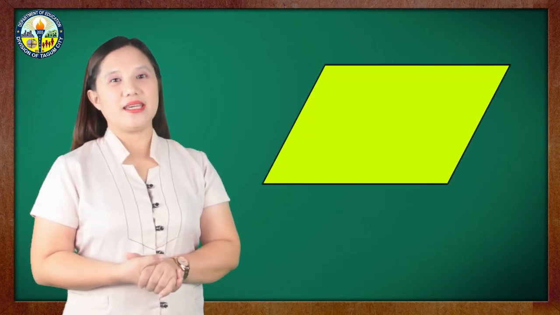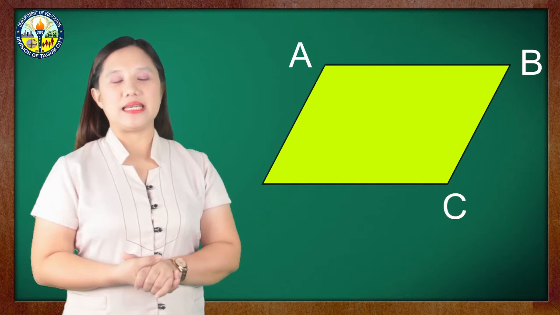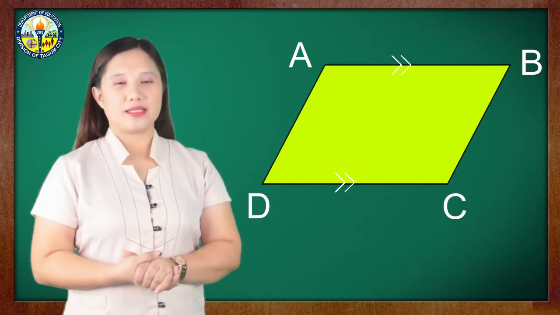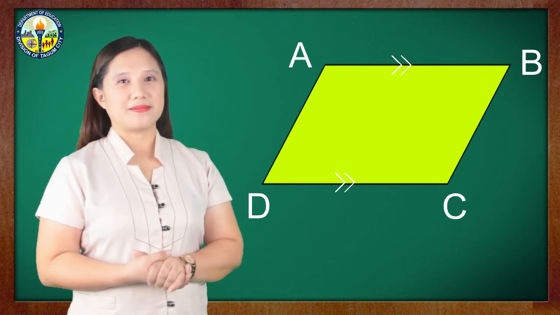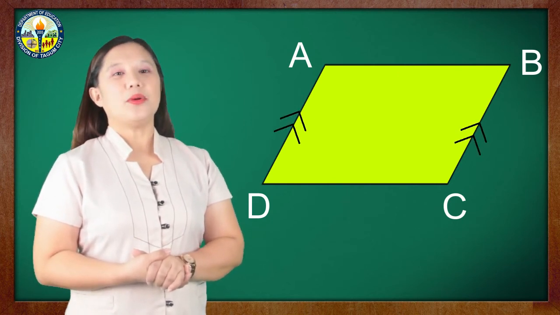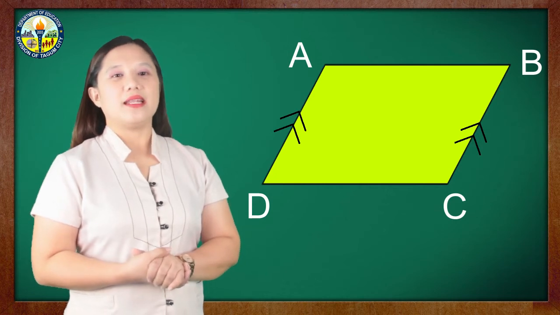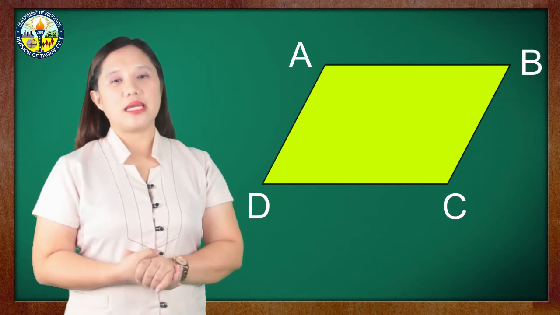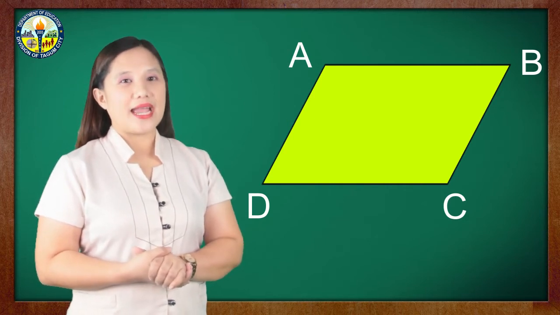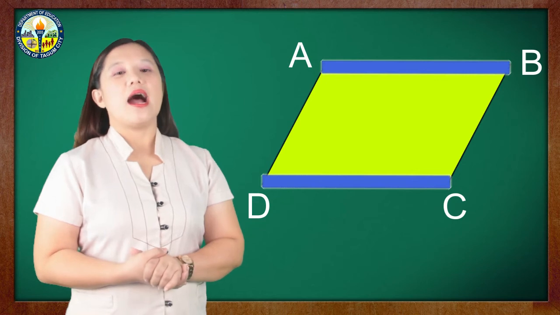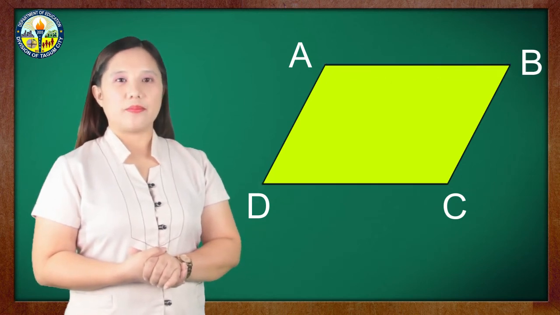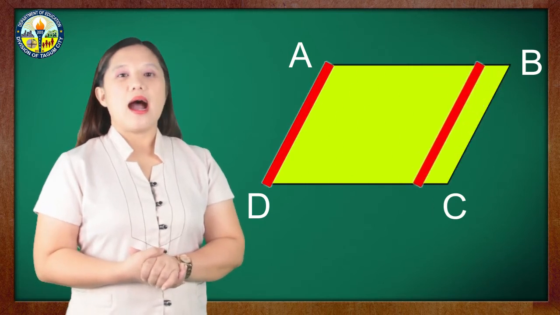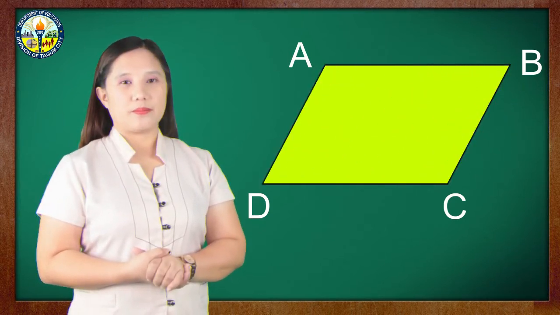Let us assess the given parallelogram ABCD. What property of parallelogram does it convey? Correct! It conveys that in a parallelogram, any two opposite sides are congruent or equal. Side AB and side DC are opposite sides and equal. Also, side AD and side BC are opposite sides and equal.